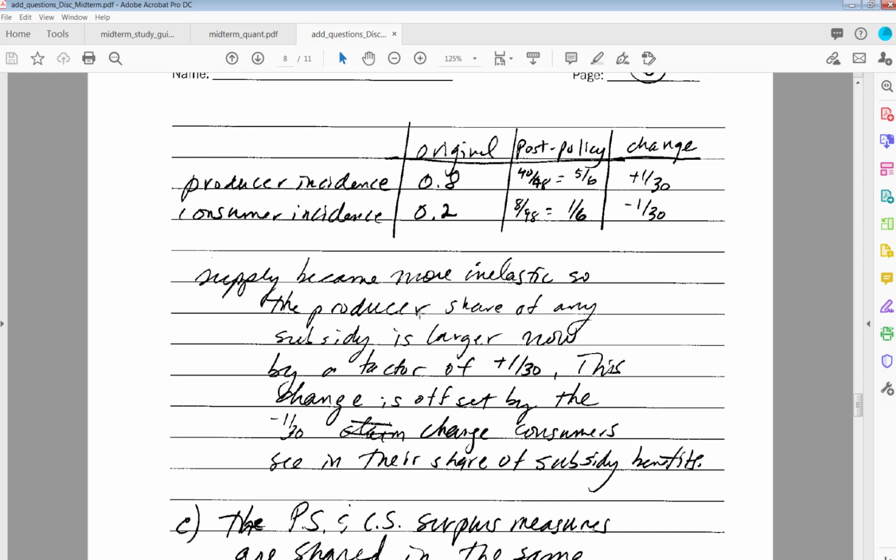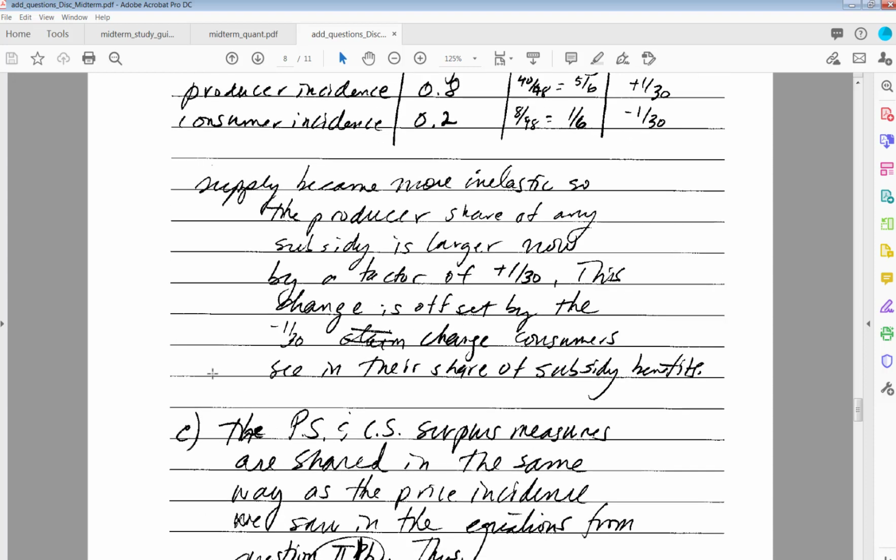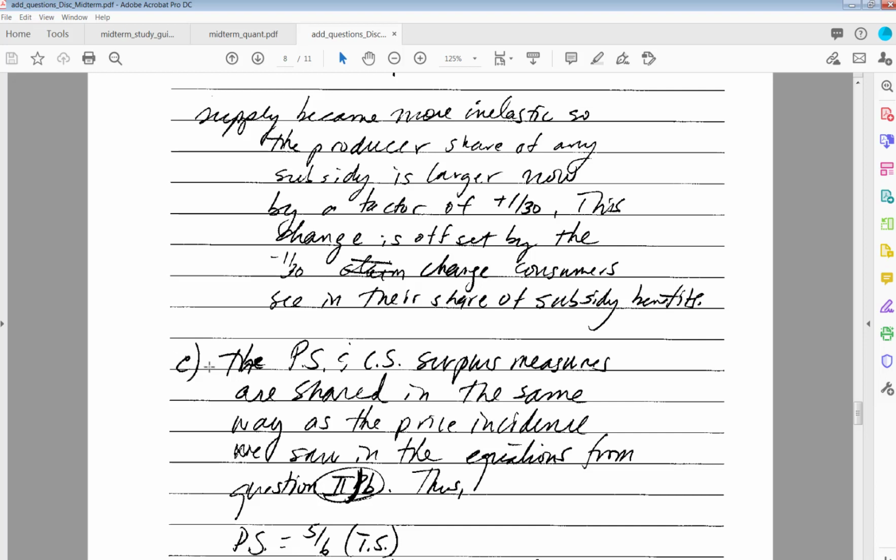And so what I did was I calculated that the producer share of a subsidy will be larger now. It's going to be larger by that factor, plus 1 over 30. That change is going to be completely offset on the consumer side, where they will get a reduced share of the subsidy, equal but in the opposite direction. Okay, question C.